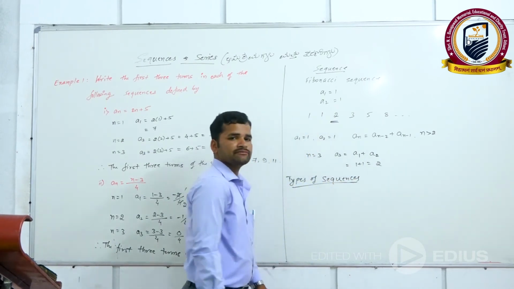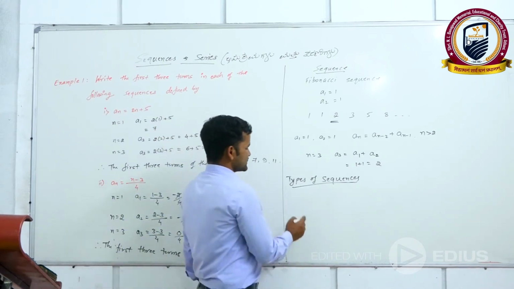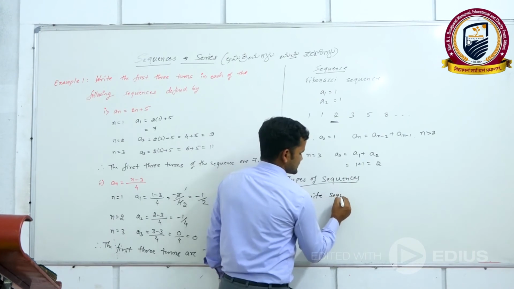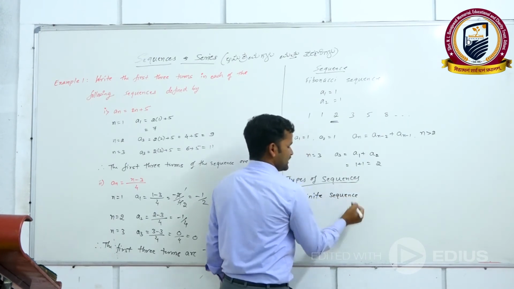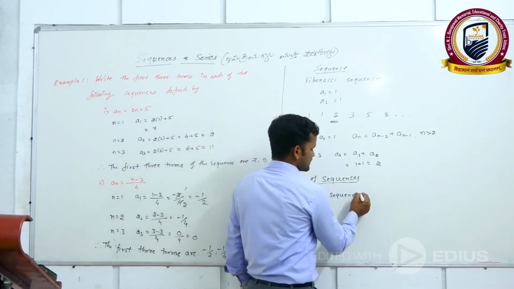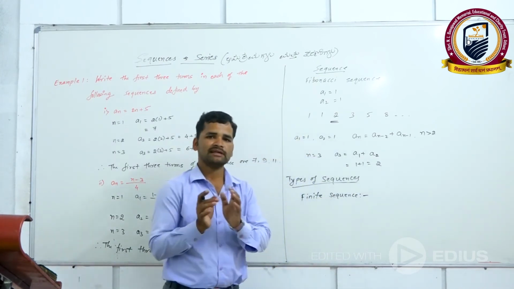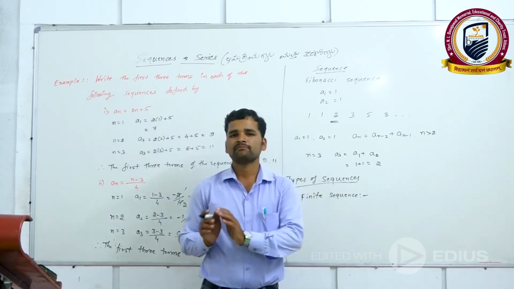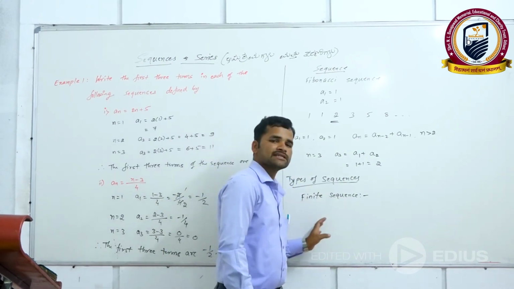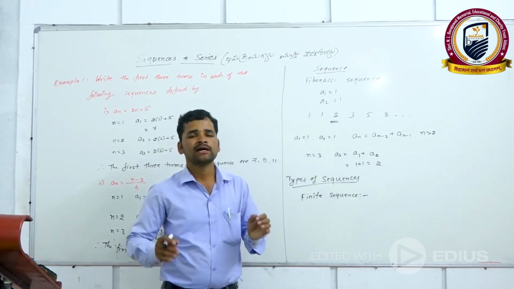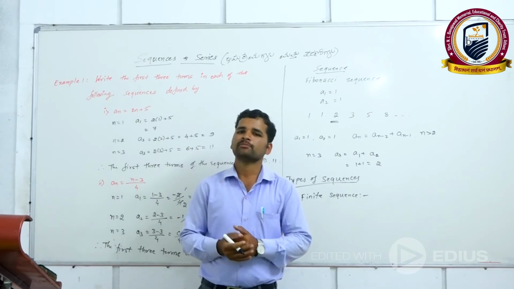Types of sequences, we will define two types of sequences here. First one is finite sequence and next one is infinite sequence. Let me explain finite sequence. Finite means what? Finite means definite. So if a sequence has a definite number of elements, then we call that type of sequence a finite sequence. That's all. In the sense it will be having a countable number of terms.